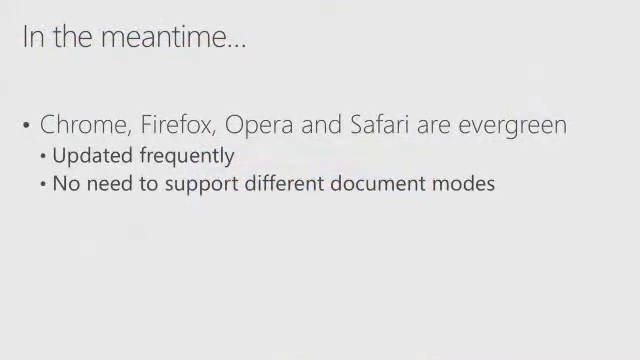Chrome, Firefox, Opera, Safari are what we call evergreen. That means they just have one specific version. They don't have if Chrome 31 or if Chrome 32, whatever.